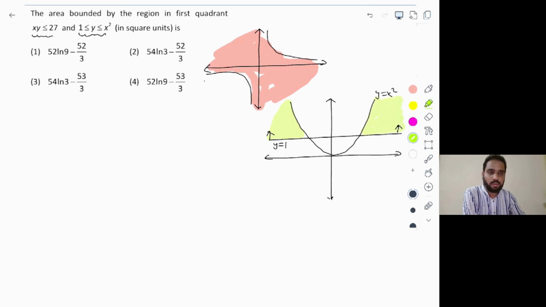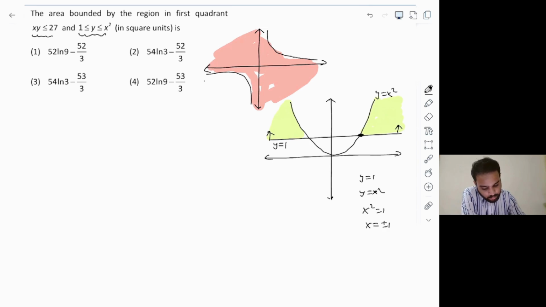Okay. Now let's try to combine both of them and try to plot both of them in a single graph. But before doing directly, let's try to find out the points of intersection. And only after that we can draw a proper diagram. The first thing here, let me solve y is equal to 1 and y is equal to x square first. If you solve these two, you get x square is equal to 1, x is equal to plus or minus 1. So this point here would be 1 comma 1. This is minus 1 comma 1.